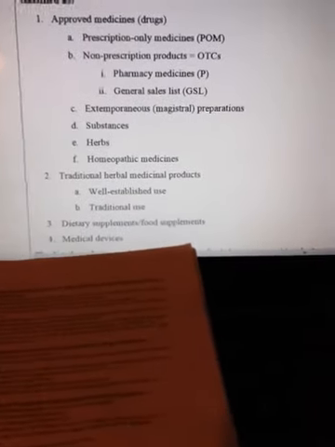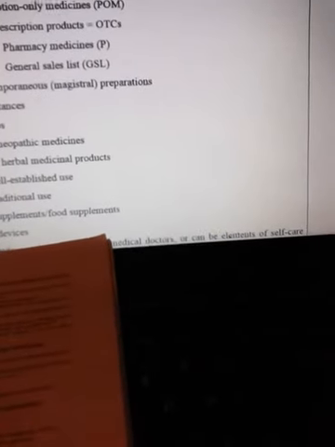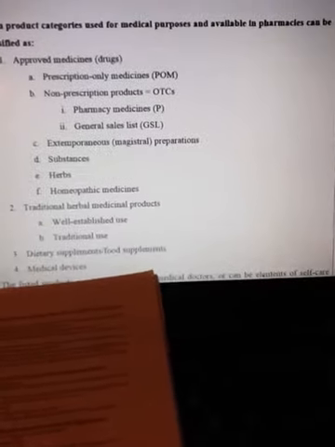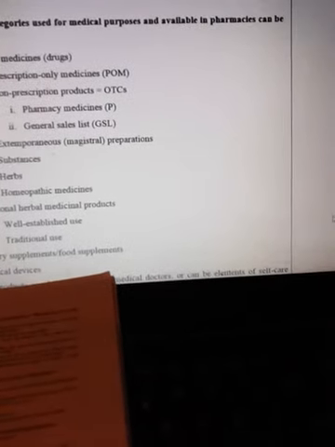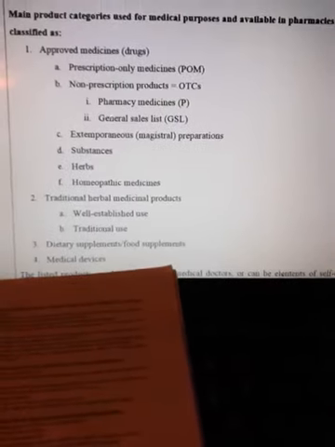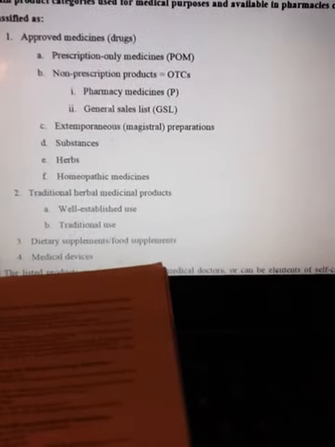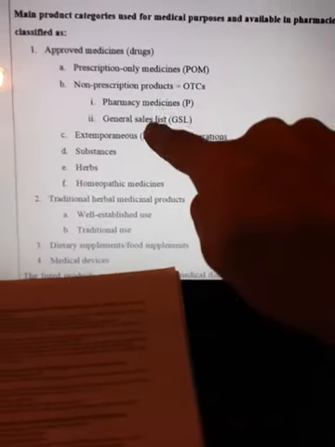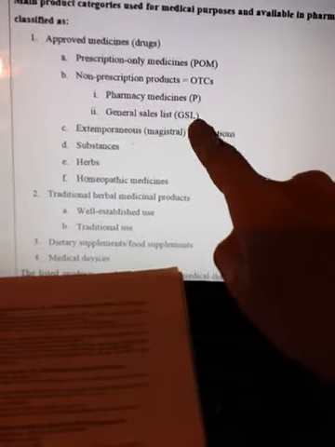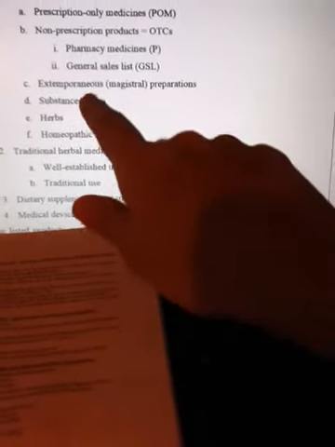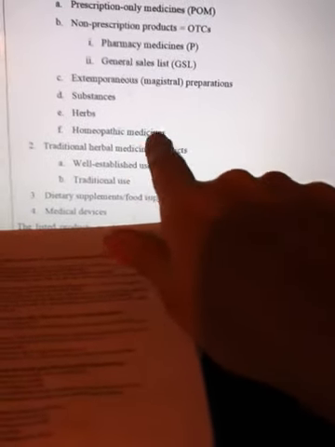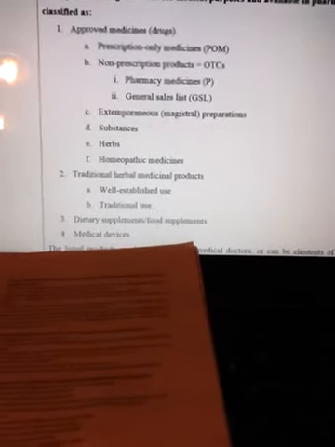Now, main product categories. This first part of the topic says to characterize different product categories in pharmacy. Main product categories used for medical purposes and available in pharmacies can be classified as approved medicine, meaning drugs. Approved medicines are like prescription only medicine, POM, and non-prescription products, OTC, which are either pharmacy medicine, P, or general sale list, GSL, which we said is from London, England. Then extemporaneous or magistral preparation, which we prepare, substances, herbs and homeopathic medicine. These are approved medicine drugs.